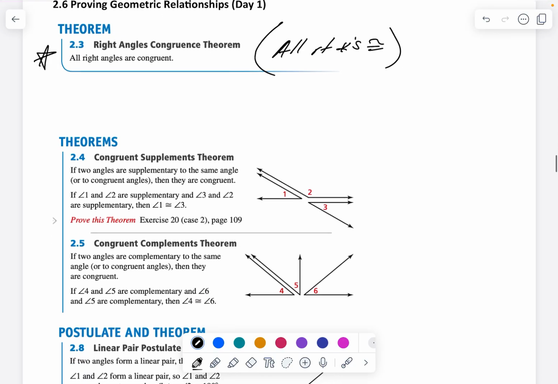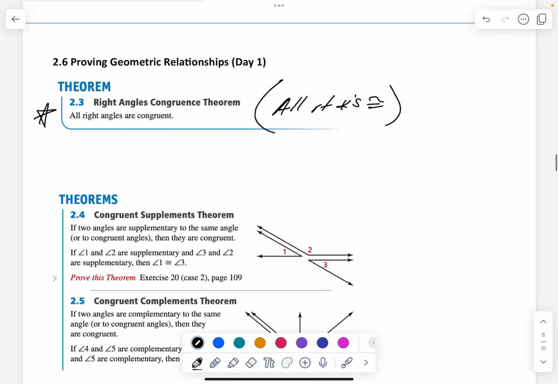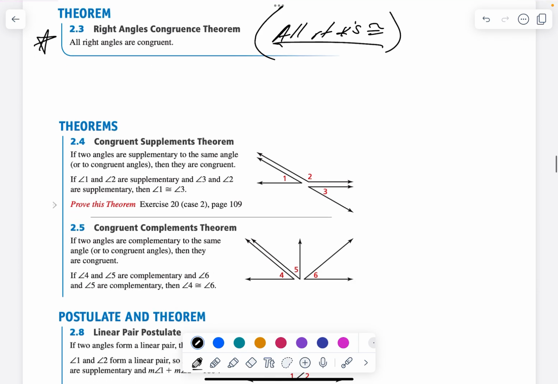That will be a shortcut later. And what I'm writing down are the abbreviations, how we could put them in proofs. Number 2 says, if two angles are supplementary to the same angle or congruent angles, then they are congruent. So if 1 and 2 are supplementary and 3 and 2 are supplementary, that must mean 1 is congruent to 3.